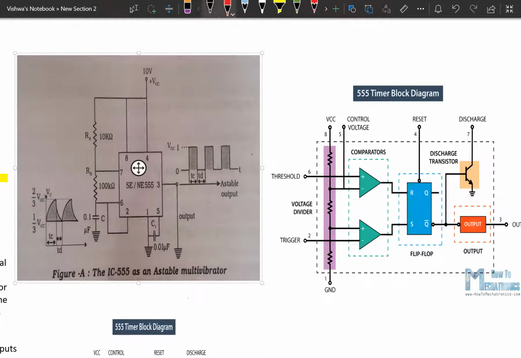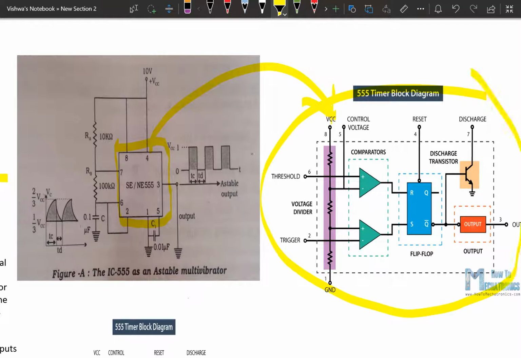This part is the timer, that is here. This whole circuit is represented in this box. It's the representation of the 555 timer. Now what are the connections? We are going to connect three external components: RA, RB and capacitor C to make it an astable multivibrator.